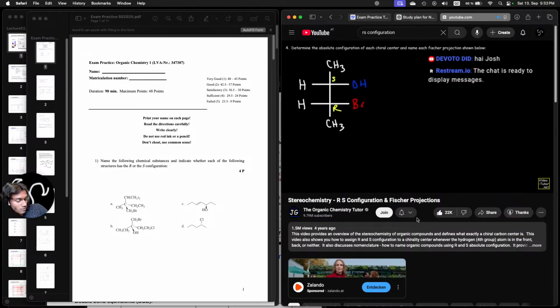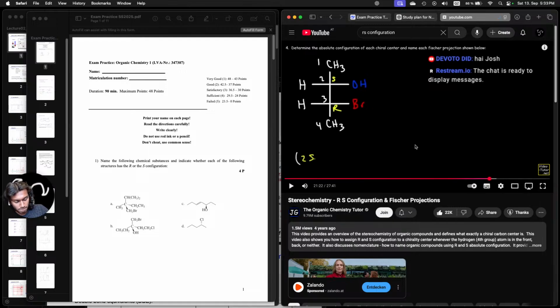So now that we've assigned the absolute configuration to each chiral center, we can go ahead and name this particular molecule. The hydroxyl group is going to have priority over the bromine group. So we're going to count it in a way that we give the hydroxyl group the lower number. We want to give it a 2 instead of a 3. So we're going to count it in this direction. Okay. So on carbon 2, we have the S configuration. So this is going to be 2S.